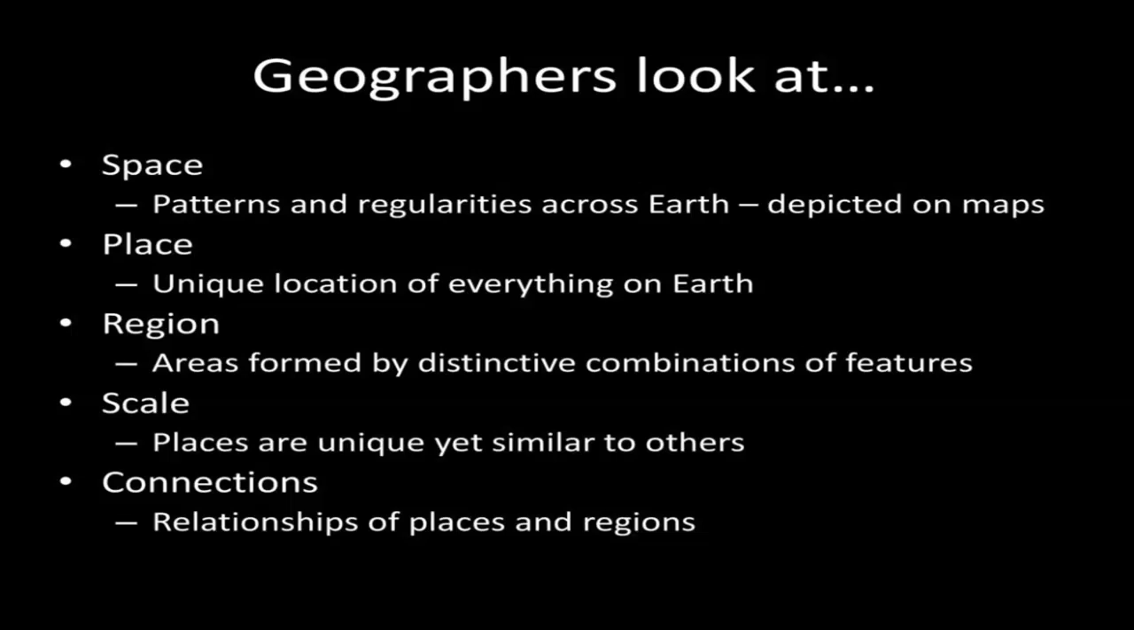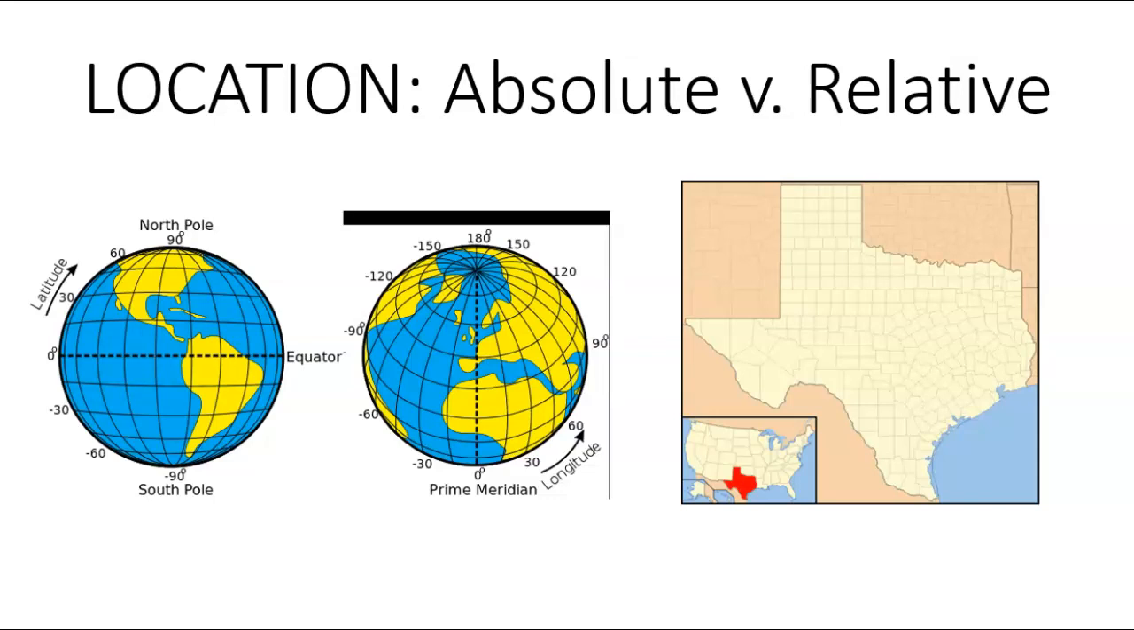When using scale, we see that places are unique yet similar to others. So if we are comparing California in correlation to the entire United States, or if we're looking at the United States in comparison to other countries around the world, scale is often used as a way to do so. And lastly, we have connection. This deals with relationships of places and regions. We can often see that there are cultural connections of people that correlate to the places and regions that exist in the world.